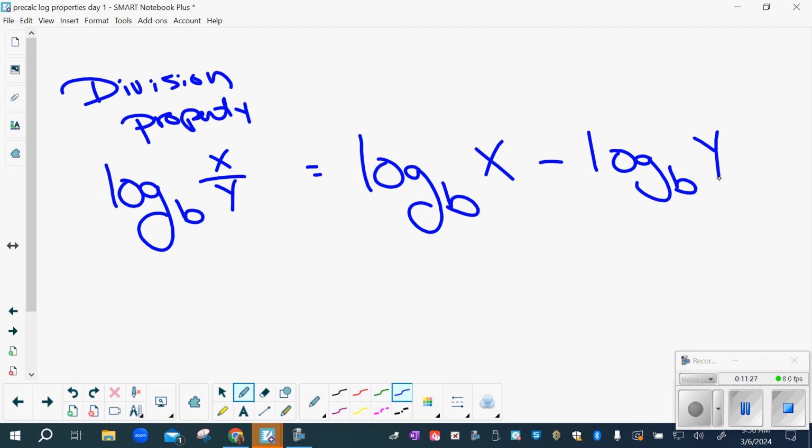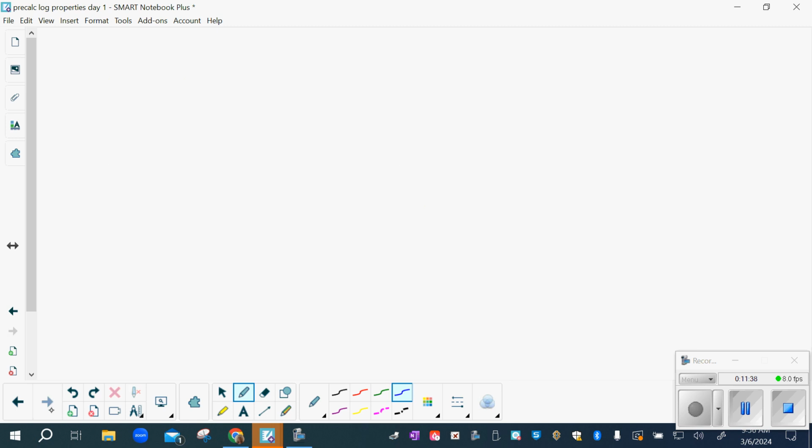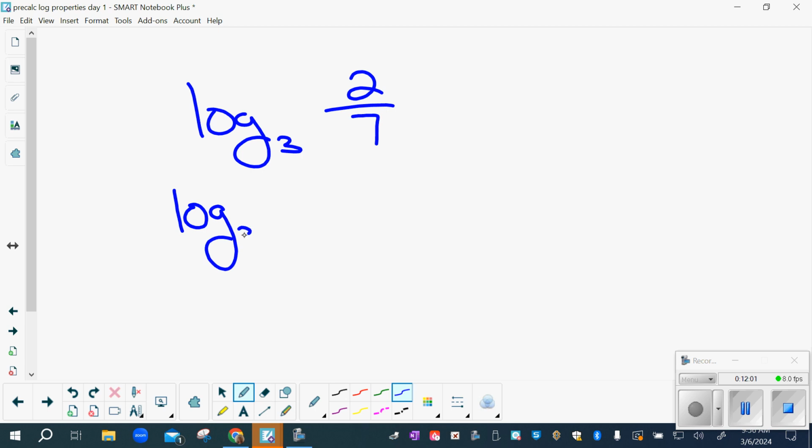So let's take a look at some properties to expand, and we'll look at some to contract. So here comes the first one, to expand. We're going to write this out. Log base 3 of 2/7. I want you to expand that. So here's what I'm going to do. I've got really 2 little things happening there: log base 3 of 2 minus log base 3 of 7.